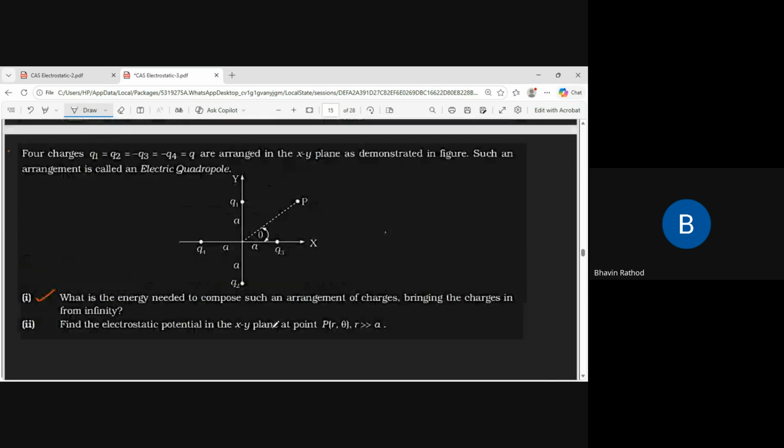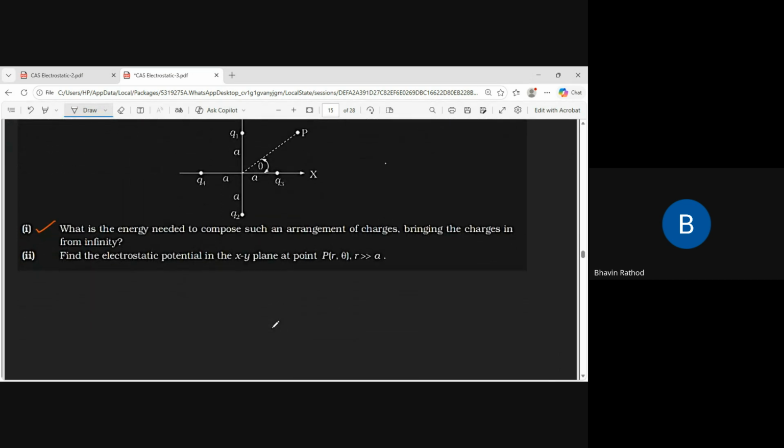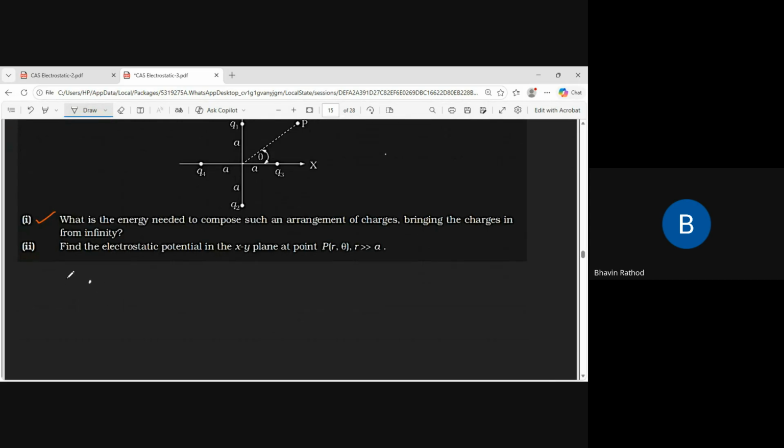Okay, Q1 and Q2 are positive, and Q3 and Q4 are negative, right? So plus Q here, plus Q here, minus Q here, and minus Q here. So it's a system of 4 charges. The standard process: we will have a total of 6 pairs over here. We find the energy of each pair, and then add everything up. So that's an easy enough thing. I'll leave it to you guys. You can solve it.